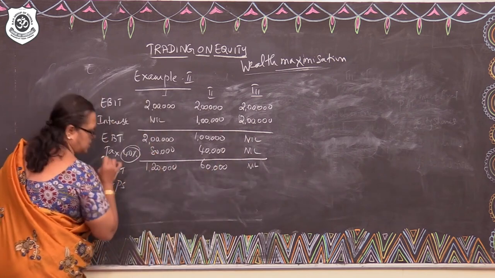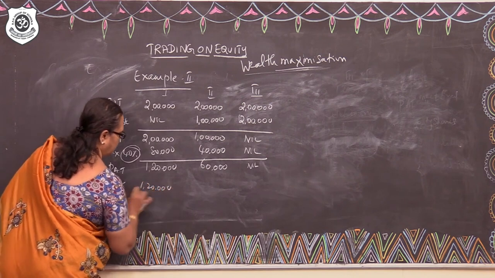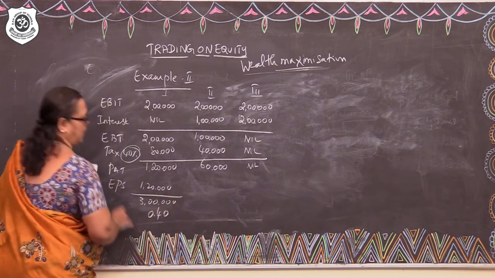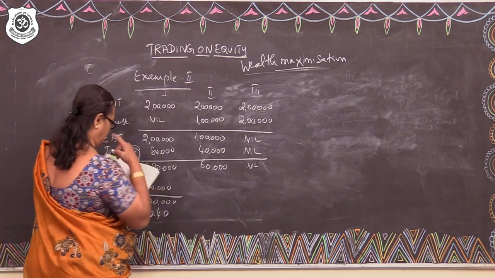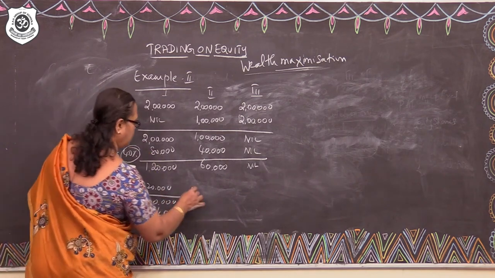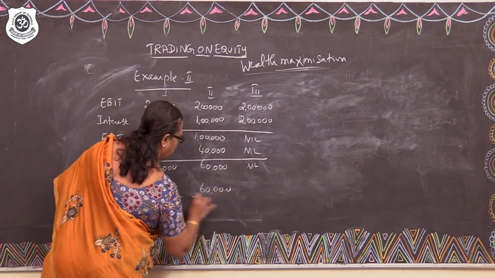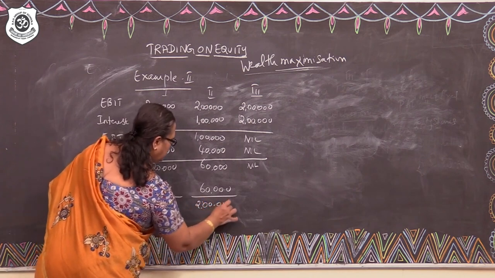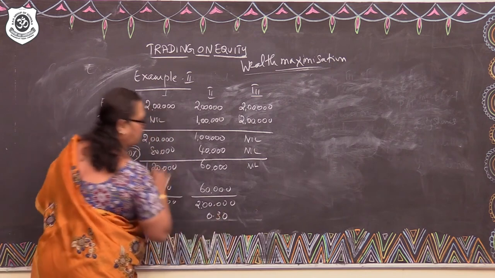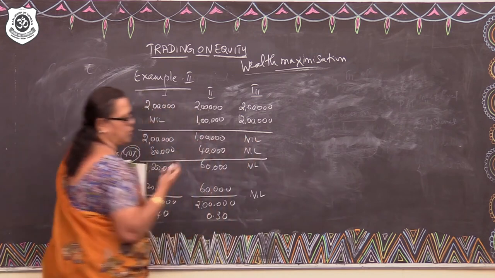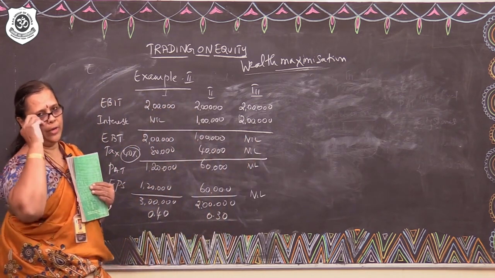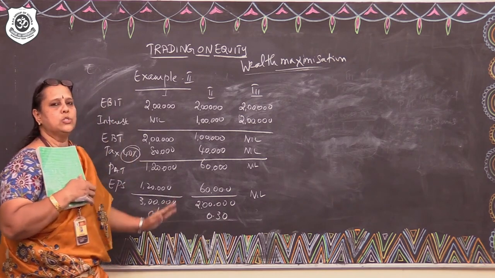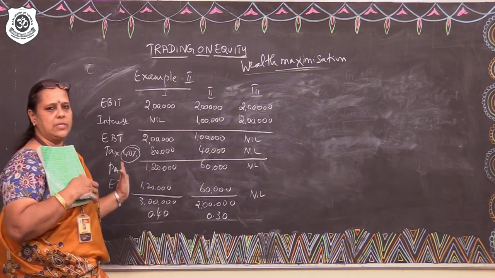Now you calculate EPS. So 1,20,000 divided by 3 lakh. The company is able to provide 40 paise. Now here, 60,000 is the profit, and you have 2 lakh equity shares. The company is able to provide 30 paise, and no return is possible to the equity shareholders because there is no profit available. So in such a situation, it is advisable to employ more of equity and less of borrowed capital. I suppose I am clear with the second example also.